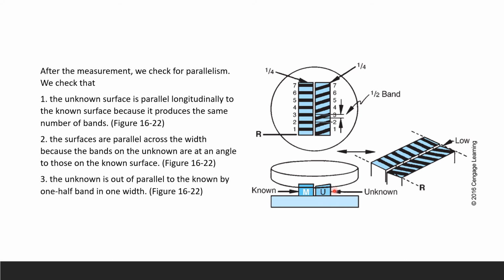So when you take a look at it, see, this is our parallel lines and surfaces, and here, okay, isn't parallel compared to the known. See, there's a little angle, so therefore you can see the band like that, yeah. So therefore the unknown is out of parallel to the known. When you take a look at the band, you're going to see 1/2 band in one width, yeah. So simply put, it is trying to tell you the unknown parallelism is not very good. They're not very parallel to each other, yeah.